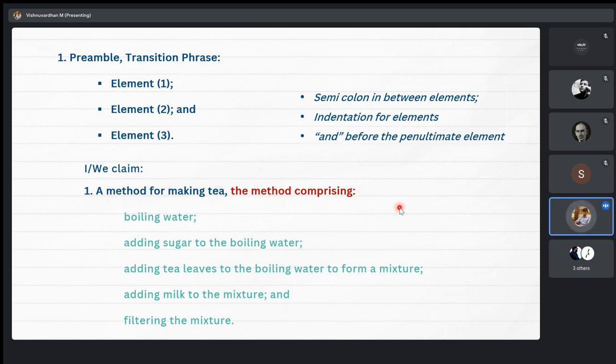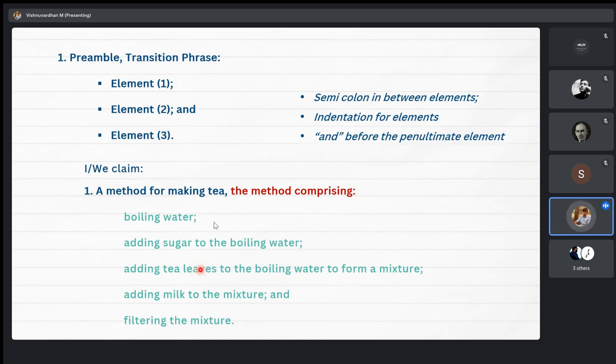Then the method comprising. So you can't just write comprising because it's not a product. So the method comprising, colon, again, two dots. Again, I've written I or we claim: boiling water, semicolon. Adding sugar to the boiling water, semicolon. Adding tea leaves to the boiling water to form a mixture, semicolon. Adding milk to the mixture, semicolon. And filtering the mixture. So in a process patent, you list out all the processes.